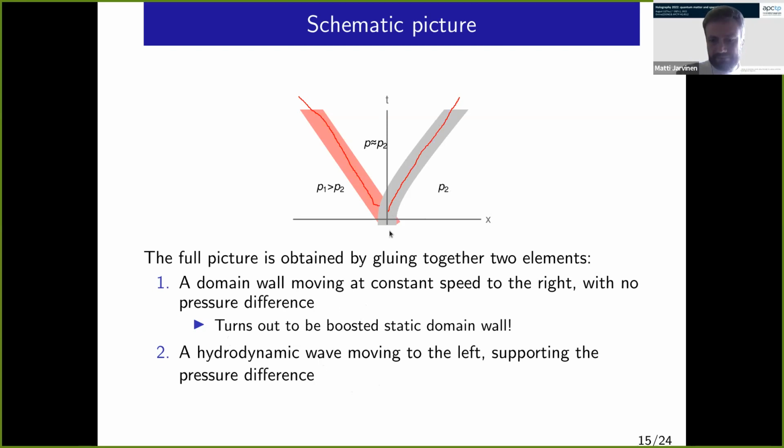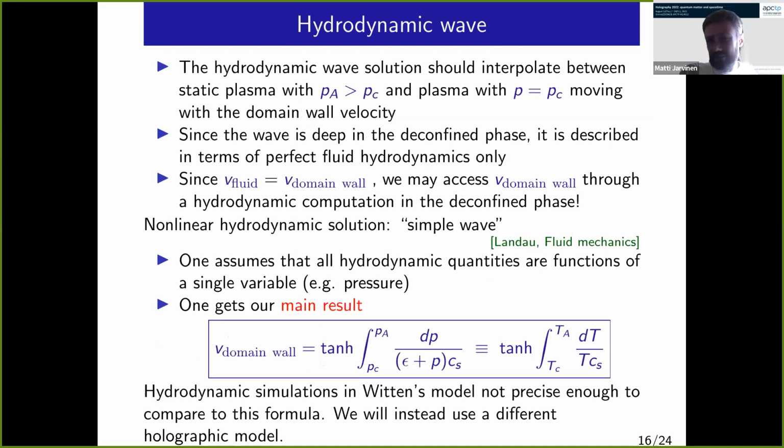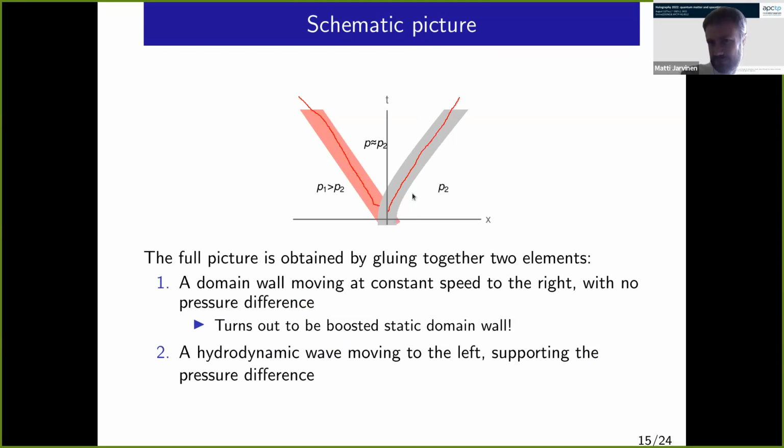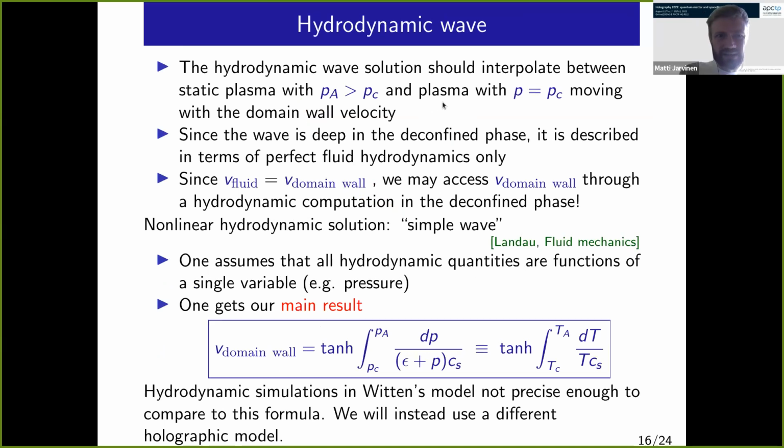And well, as it turns out, now you can analyze the hydrodynamic wave. We know exactly what this domain wall is, it's just a static domain wall boosted. And this should interpolate between a static plasma with high pressure and a plasma with pressure exactly the critical pressure, which is moving with the velocity of the domain wall. And because the wave is deep in the deconfined phase, this part of the solution in our hydrodynamic setup is described in terms of perfect fluid hydrodynamics only. So there are no degrees of freedom coming from the additional gamma field in this region. And because the fluid velocity in between is exactly the same as the domain wall velocity.